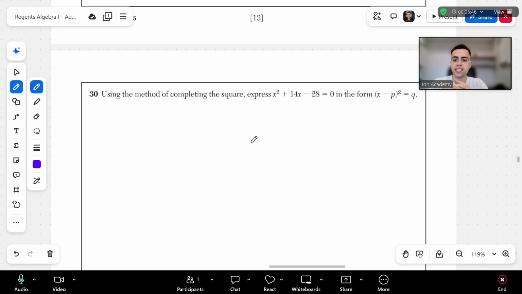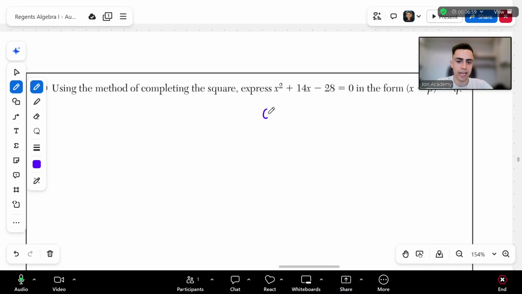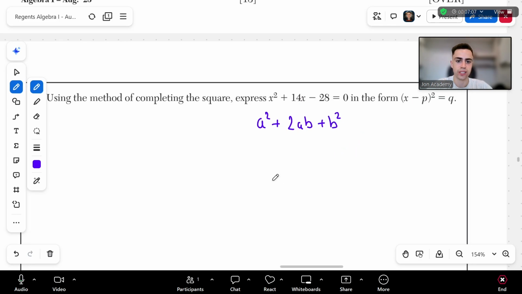So for the next exercise, we need to complete the square. We are given x squared plus 14x minus 28 equal to 0, and we want to write it in that form. So what happens? This looks like a squared plus 2ab plus b squared. We want to find something of this kind, because the plus 14x is positive.